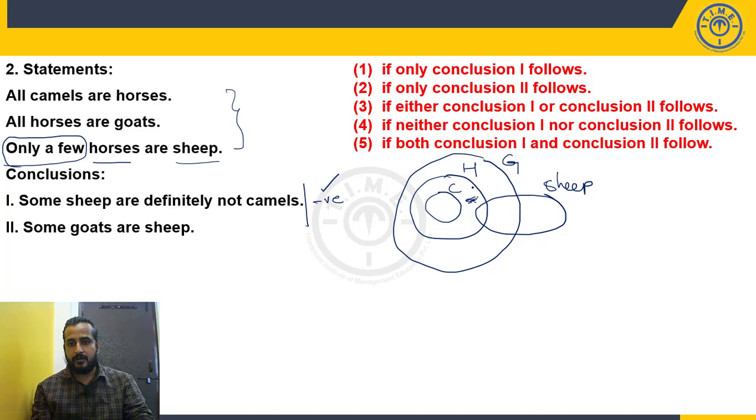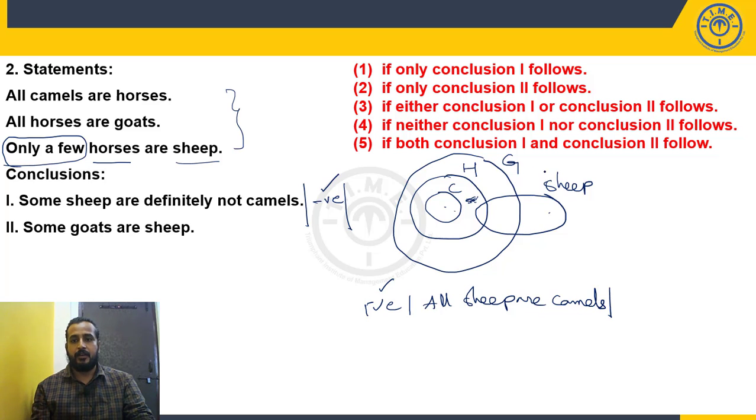Some sheep are definitely not camels. It is a camel, it is a sheep. Yes, disjoint sets. So it is true. If the negative is true, what are we going to do? We are going to do the alternate diagram using the opposite pair. Some sheep are definitely not camels. The opposite is all sheep are camels. Okay, check whether it is possible.